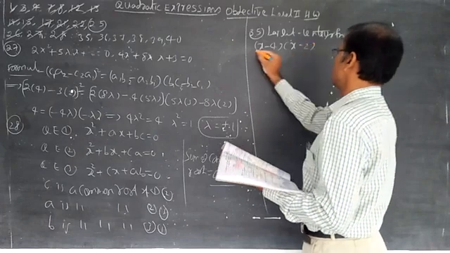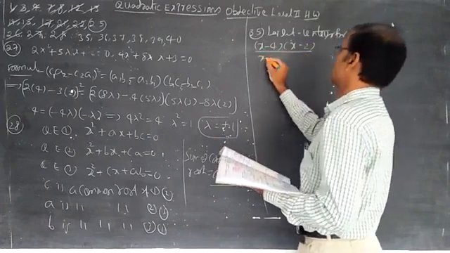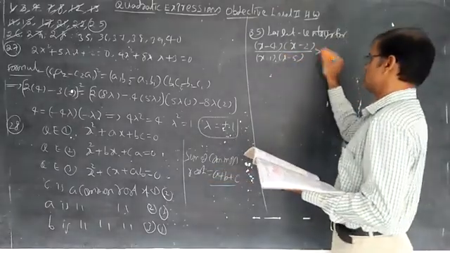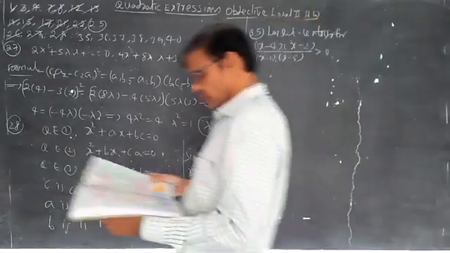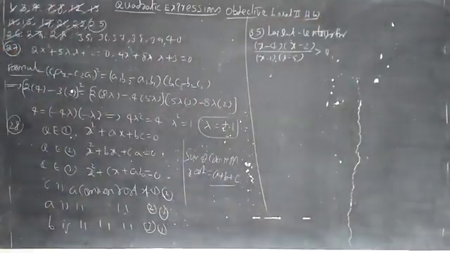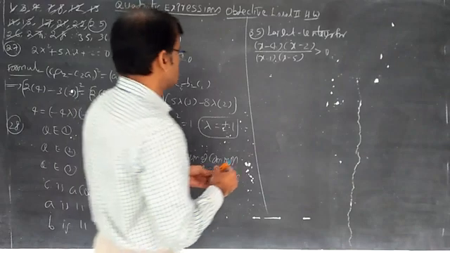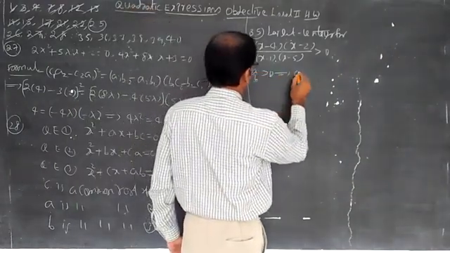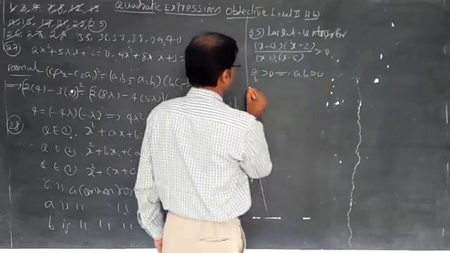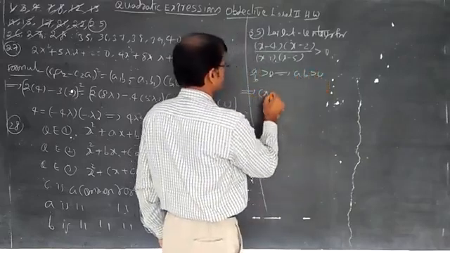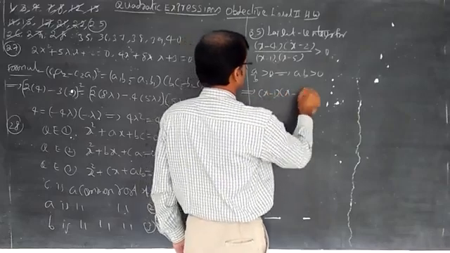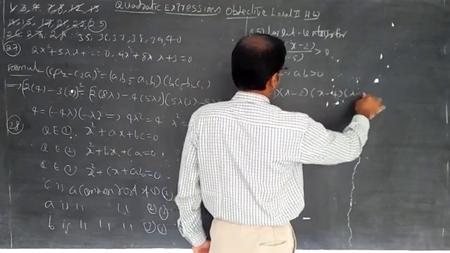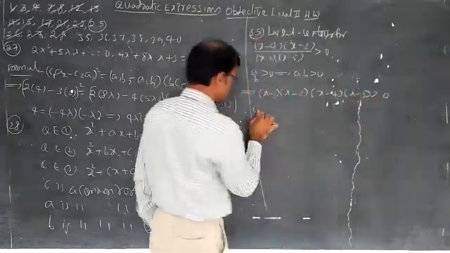(x minus 4) into (x minus 2) whole by (x minus 1) into (x minus 5) greater than 0. Use the concept a by b greater than 0 implies ab greater than 0. Now, using the critical point way, x minus 1 into x minus 2 into x minus 4 into x minus 5 greater than 0.